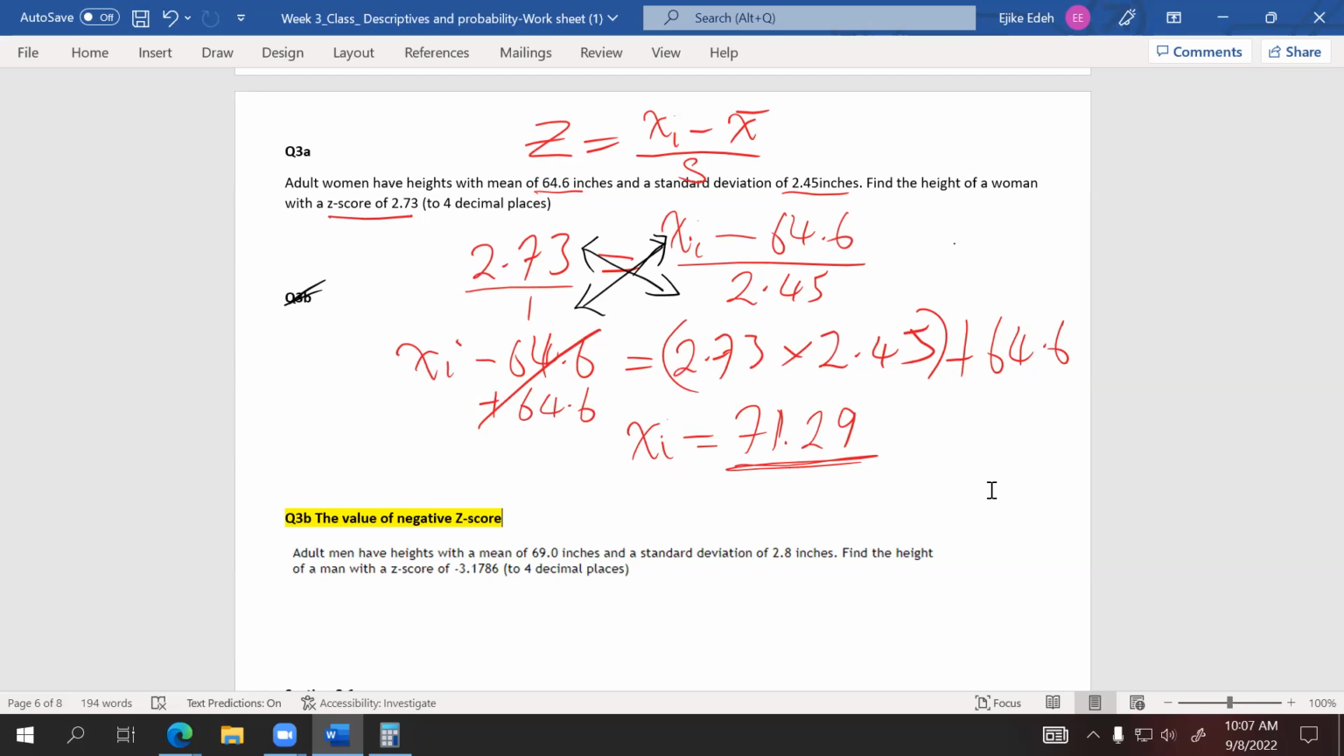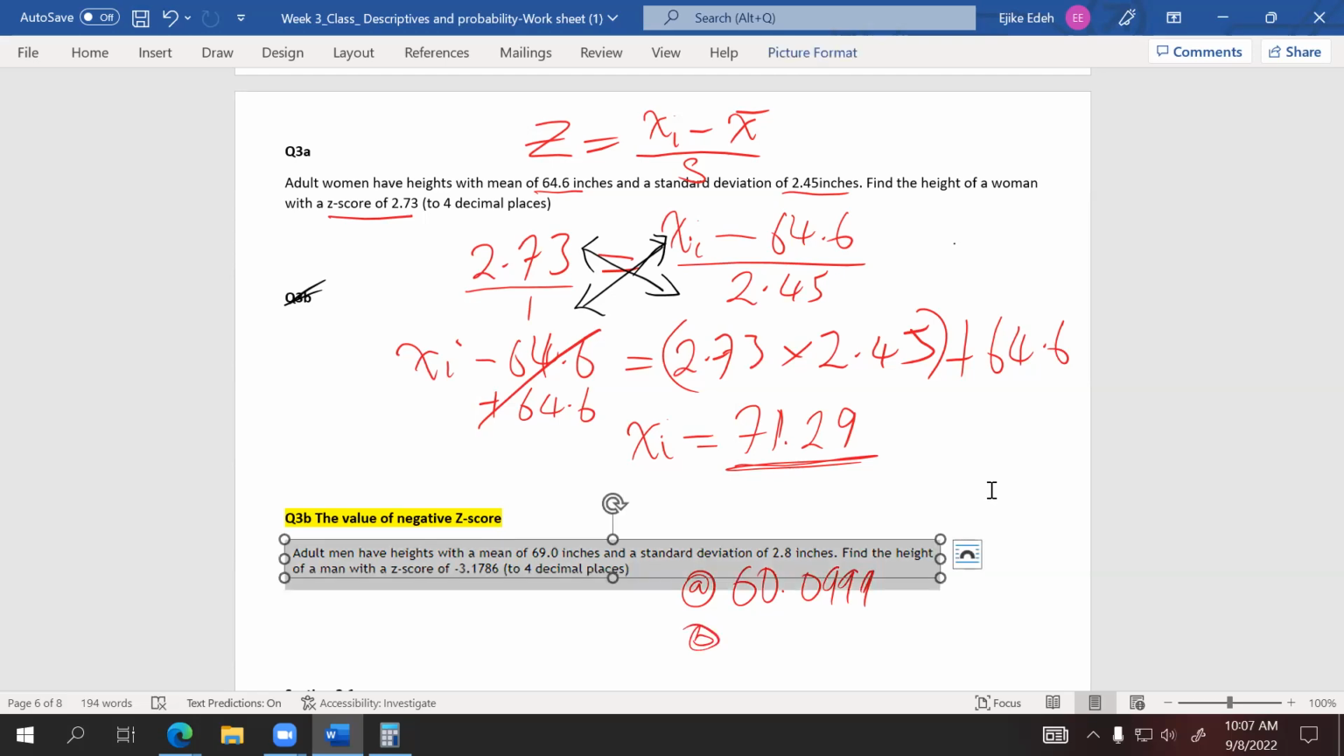Okay, if you have an answer here, let us know. 60.0999. Thank you. 60.0999, which will round up to 60.1, but let's keep it at that. Anybody else got something different or the same? I got the same. Okay. Almost everybody's saying the same, so we're gonna stop.